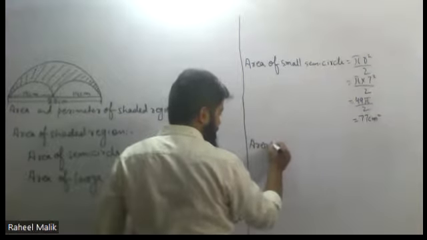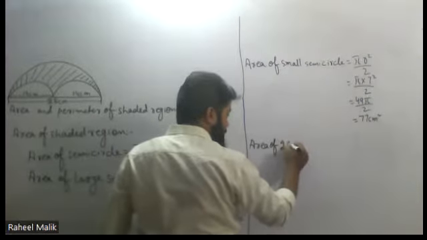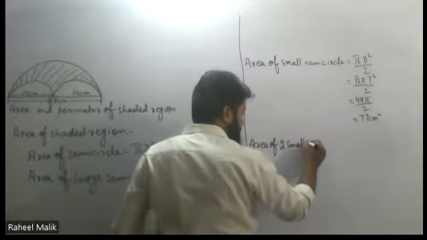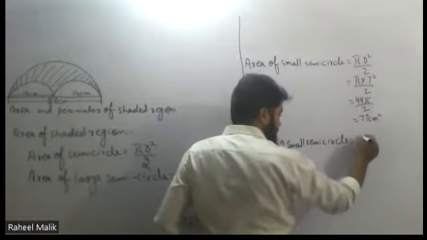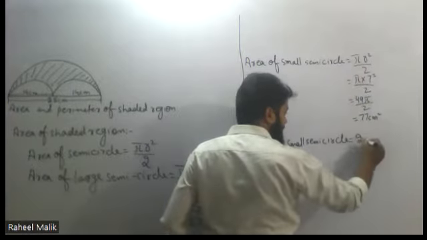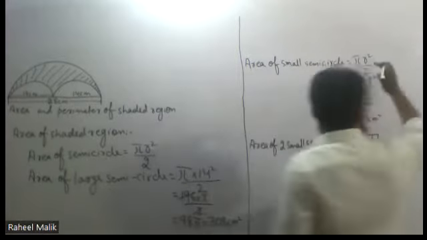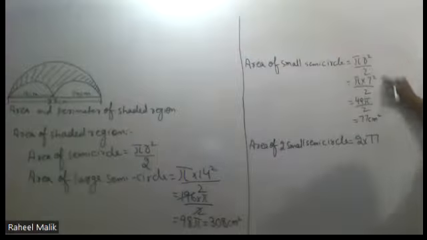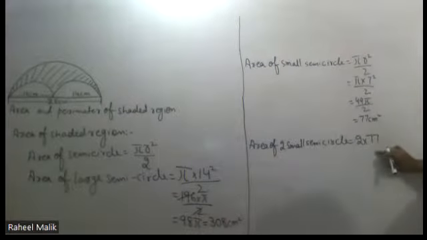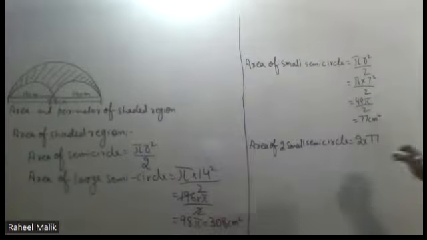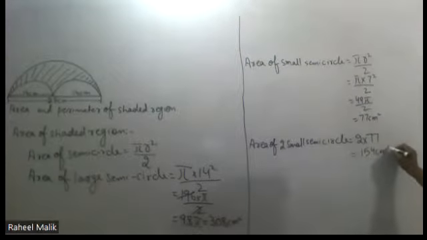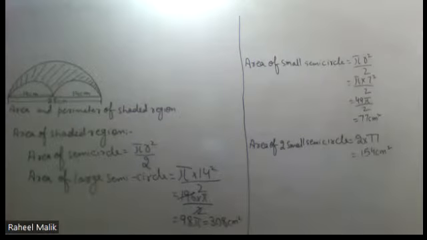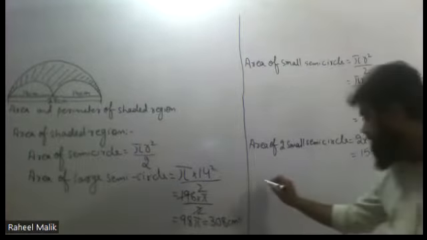Area of 2 small semicircles means 2 multiplied by 77. You can do the same thing over here directly, or you can do it separately also. It's your choice. So on simplification, the result is coming 154 centimeter square.